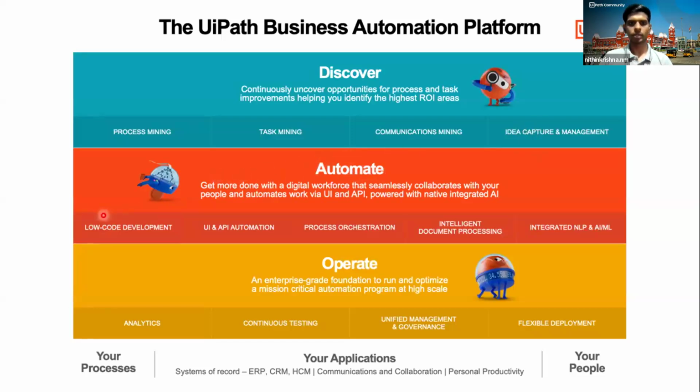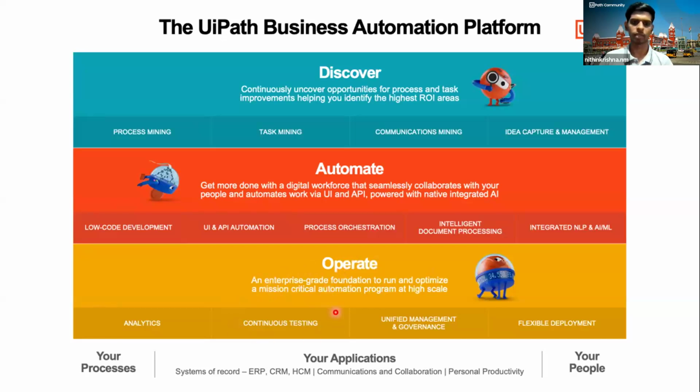And coming to automate, I think we will be mostly involved in this automate phase. It covers the development of automations, IT automation, and using AI to build something, using Action Center and things. All those come under the automate area, and then finally there is the operate area. This is where we are focusing today.